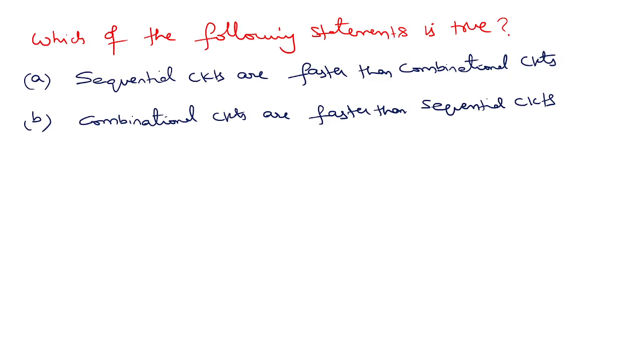Typically, sequential circuits are faster than combinational circuits. Combinational circuits, yeah, correct. Option B is the correct answer.